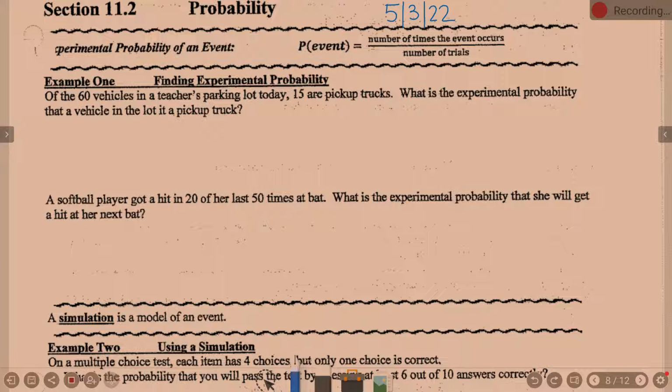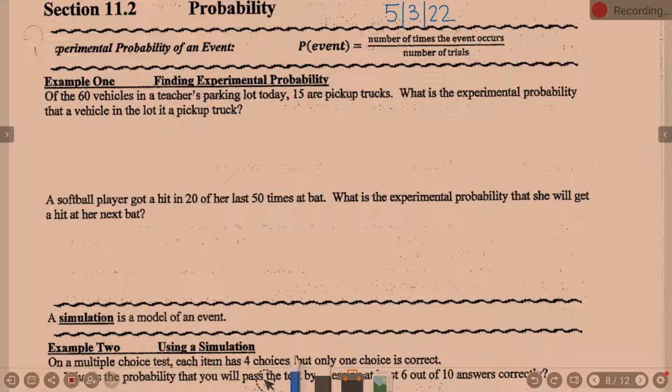Lesson 11.2 is our first of a couple different lessons where we will talk about probability. Today is more of the introduction lesson to probability. I think a lot of this you'll be familiar with because it's more of the basic probability, although we're going to look at several different things here along the way.